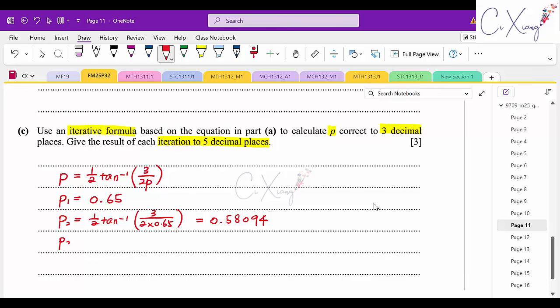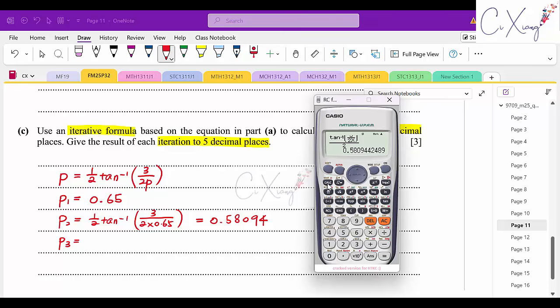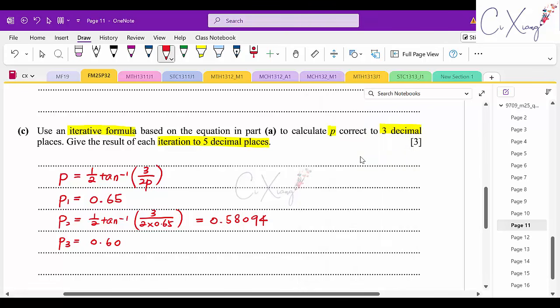Then how about the next value, P3? Same thing: you have to substitute 0.58094 into your iterative formula. You can directly press calculate again, then key in the value 0.58094 and press the equal sign. The next value that you get is 0.60065, so you write down your answer 0.60065.